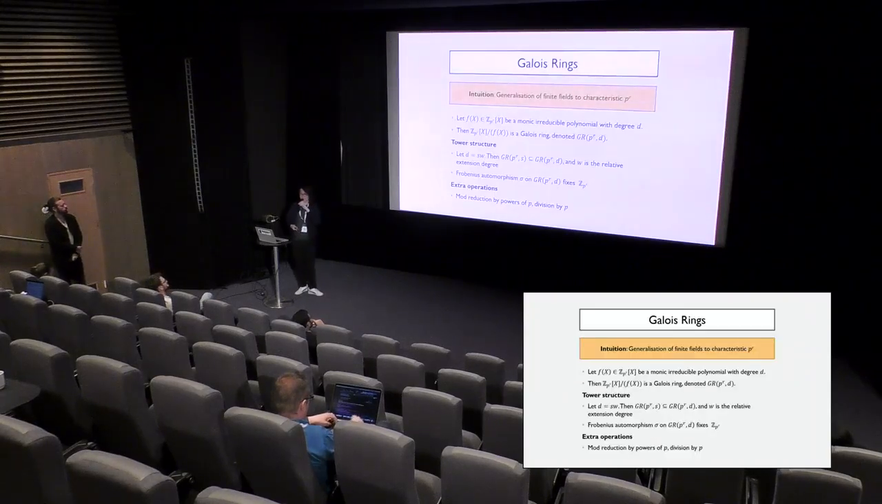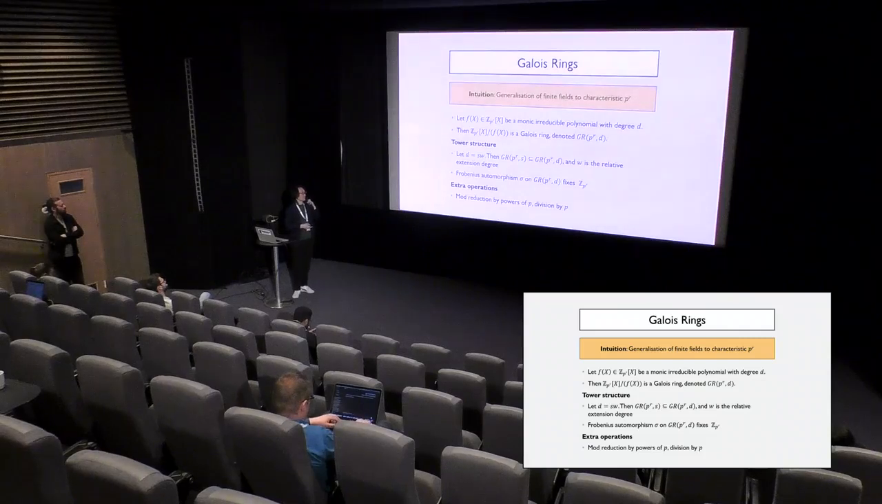So I'd just like to go through some preliminaries first. The first ingredient that we'll need is something called Galois rings. Broadly, you can think of them as generalizations of finite fields to a prime power characteristic. They are constructed in a very similar way to finite fields. Basically, you just take your polynomials over Z_{p^r}, and then you take the quotient by some monic irreducible polynomial. If the degree of the polynomial is d, then we write this Galois ring as GR(p^r, d), with p^r for the characteristic and d for the extension degree.